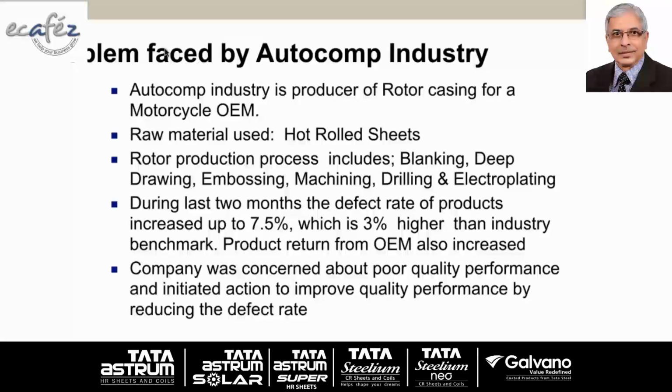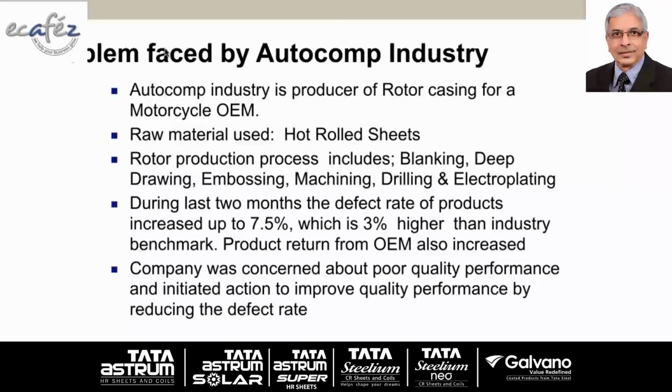The company, Autocomp Industries, produces rotor casings for a motorcycle OEM. Within that drum, the magneto is fixed to generate power for charging the battery and the light. The raw material used is hot rolled sheets. The rotor production process includes blanking, deep drawing, embossing, machining, drilling, and electroplating. During the last 2 months, the defect rate of the product increased to 7.5%, which is 3% higher than the industry benchmark. So product returns from the OEM also increased.